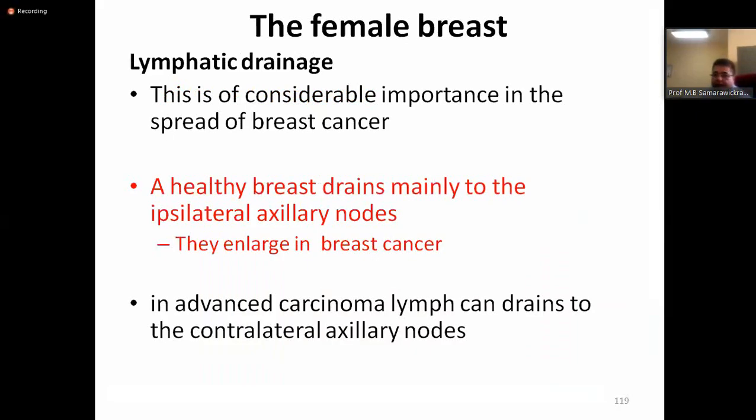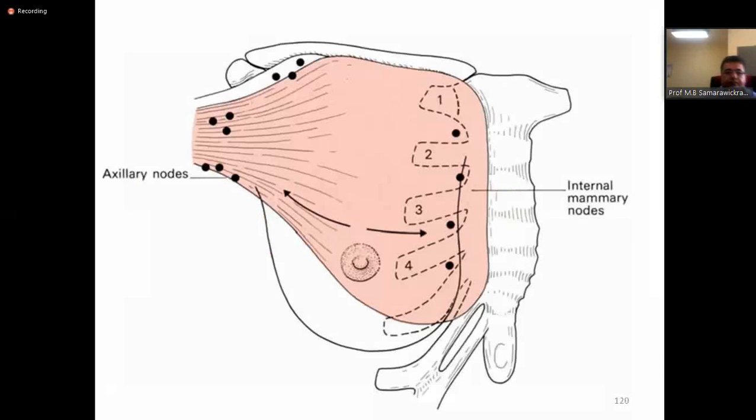Right. So lymphatic drainage of the female breast: most of the lymph drains into the axillary nodes. Right. So in breast cancer, the most common group of node enlargement is the axillary node. And some of the lymph can drain into the internal mammary nodes. Right.